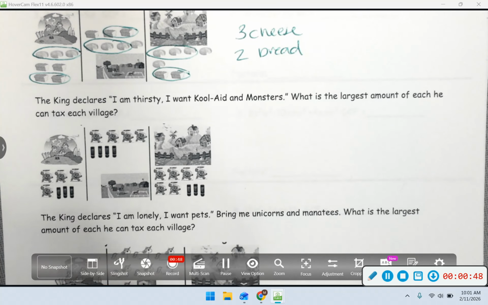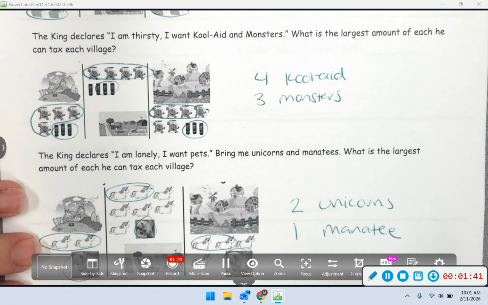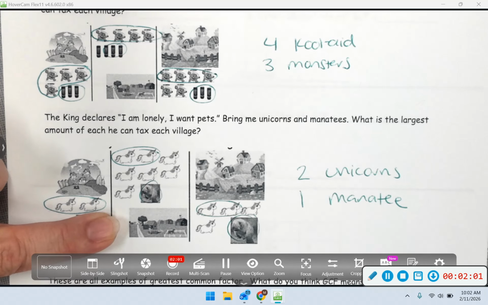Okay, so knowing that, these are all examples of greatest common factor, kind of like we talked about. This is going to benefit you with the letters. What I want you to realize is we looked at all the villages, and whichever one had the least amount is what we took. It is your greatest common factor, the biggest you can take from everybody. Now, if not everybody had a manatee, say this group did not have a manatee, we couldn't do that because that's not fair. We would take no manatees. So that's kind of how this works.